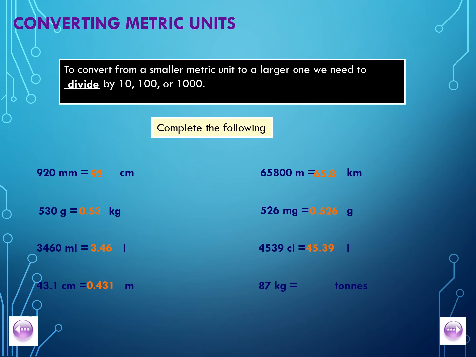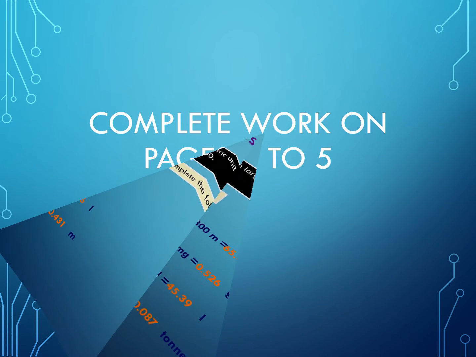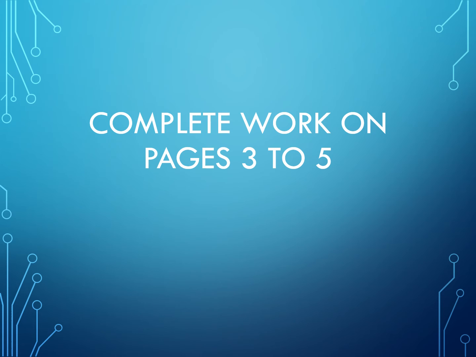4,539 centiliters is 45.39 liters. And finally, 87 kilograms equals 0.087 tons. So now that we've got the basics out of the way, let's put pen to paper and start working away. Open up your workbooks and answer all questions from pages 3 to 5.